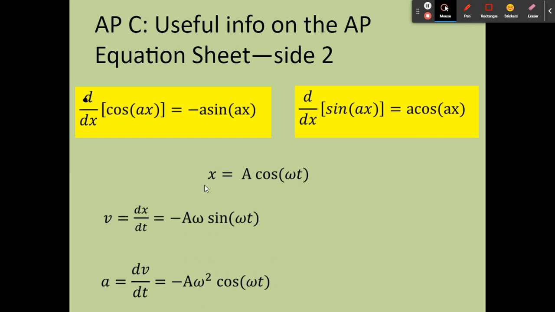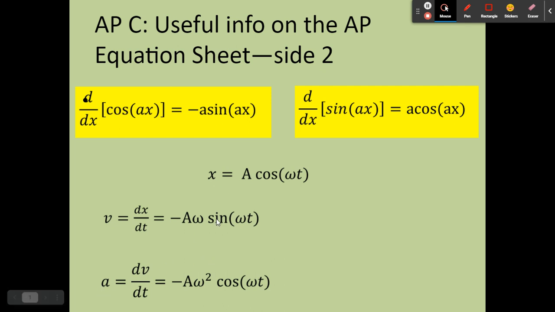So since our equation is x equals A cosine omega t, if we're going to use calculus to figure out speed and acceleration from that, we know that speed is dx/dt. So if we take the derivative of x with respect to time, we're going to have A, and then the omega is going to come out, and then sine of omega t. So that's just using this one up here.